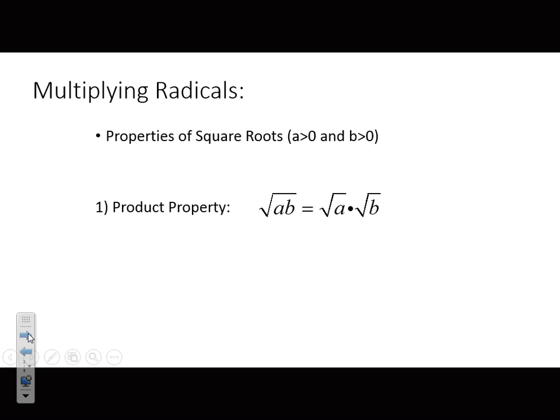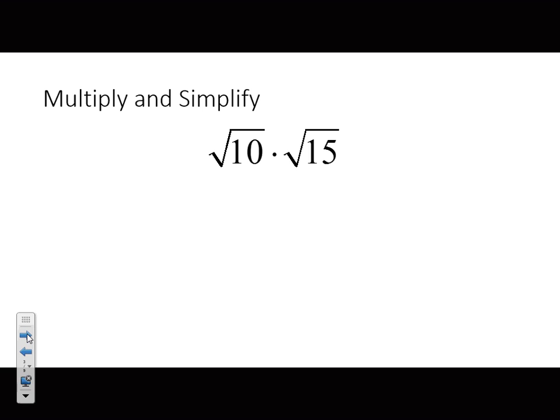Products property. All this is saying, you guys, is if we have one thing, we can take it and we can separate it, which we've already been doing yesterday. Okay, right? We separated our perfect squares to simplify it. Today we're going to take 2 and we're going to multiply them together.